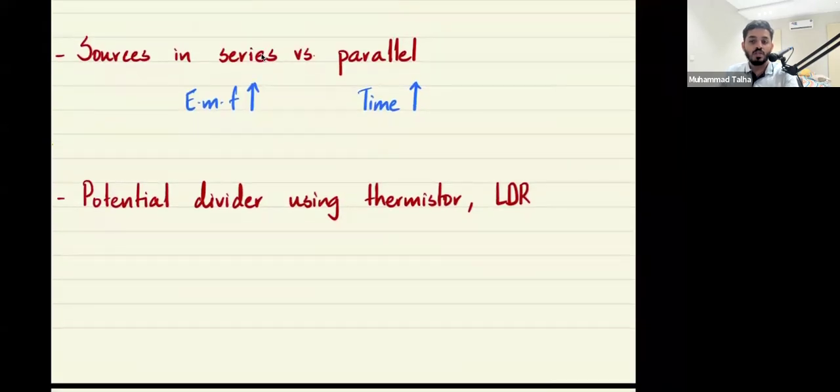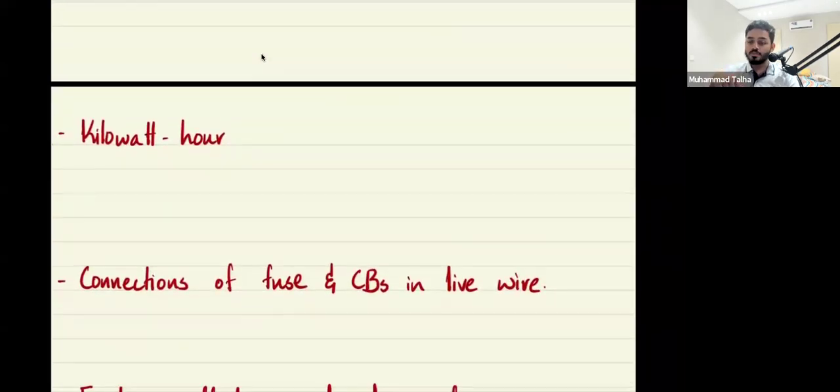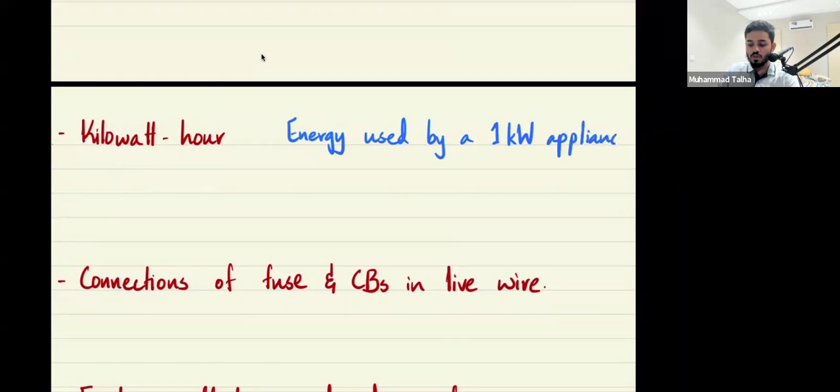A potential divider using thermistors, LDRs, is also something that I feel is definitely going to be tested tomorrow. The voltage divider rule, kilowatt hour, again, something which has a really high chance of being tested tomorrow. With the kilowatt hour, you are supposed to know its definition. First off, it's the energy because it's power multiplied by time. So energy, 1 kilowatt hour is defined like this. So this is the energy used by a 1 kilowatt appliance or device when used for 1 hour.